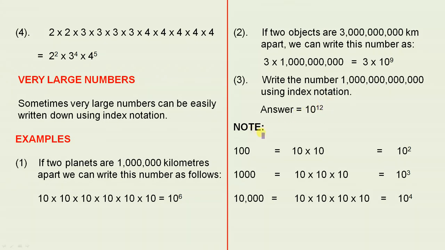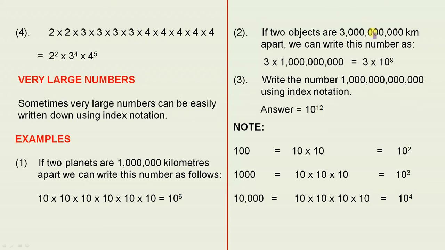Now, we have to have a little note here just to show you how we arrived at this answer very quickly. 100 is 10 times 10. So because you've got two zeros, it's 10 times 10. That's 10 to the power of 2. 1,000 is 10 by 10 by 10 because you have three zeros. That's 10 to the power of 3. 10,000 is 10 by 10 by 10 by 10 because you have four zeros, and that's 10 to the power of 4. So very quickly, the million, which is 6 zeros, is 10 to the 6th.